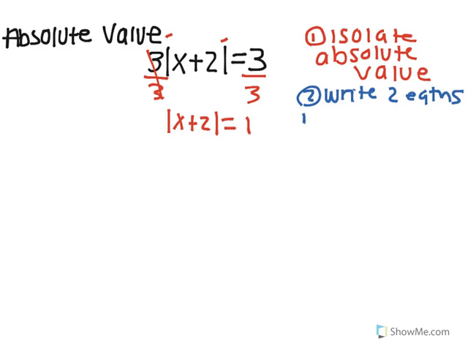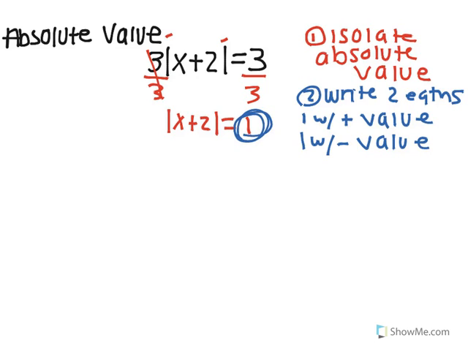One with a positive value and one with a negative value. What I mean by that is that we're going to make this term positive and negative. So I'm going to write two equations. They're going to stem off this. So, and you're going to take away the absolute value. So x plus 2 is equal to 1, and then x plus 2 is equal to negative 1. See how one is positive and one is negative?